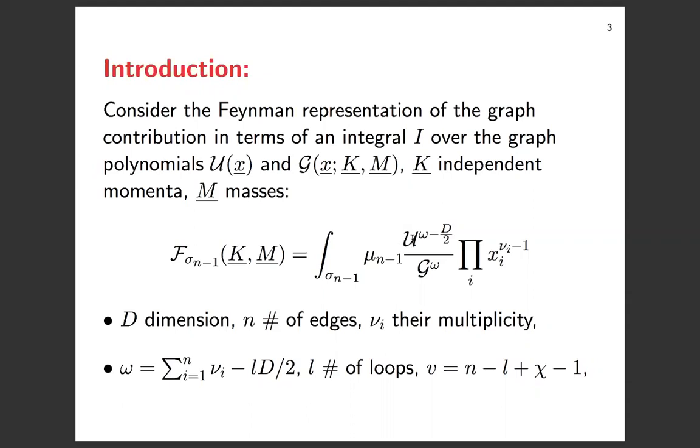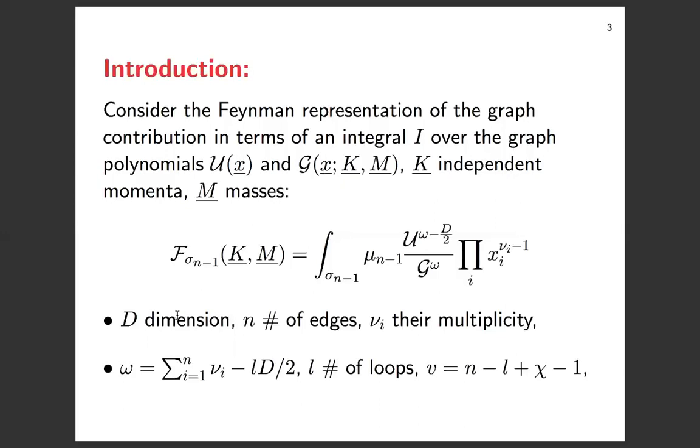The integrand is a rational function, where u and g are polynomials, and there is a variable over which I integrate, with a measure that will appear on the next page. It's basically a measure over Pn, and these x are the homogeneous coordinates of this Pn. The numerator is just a polynomial in x, but in the denominator, this g can be a function of x, and it also depends on the physical parameters that we mentioned. This was the external momentum and the masses.